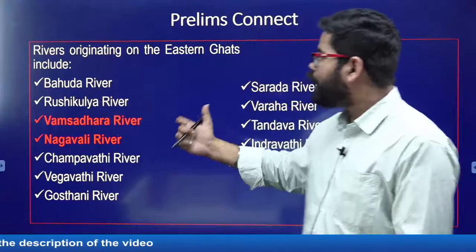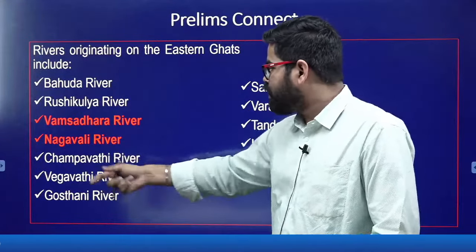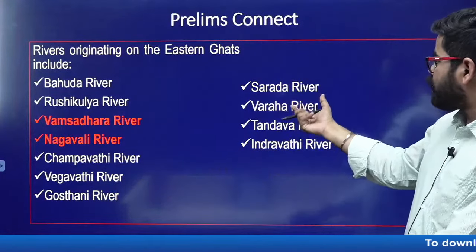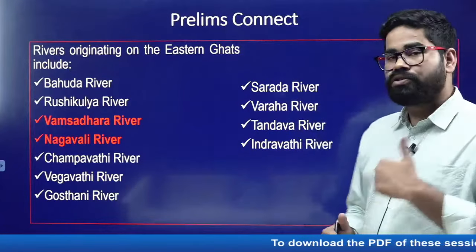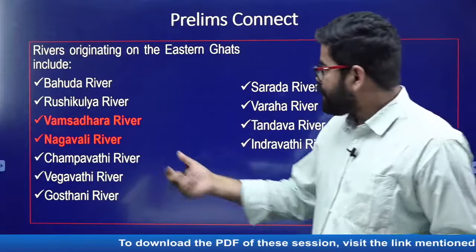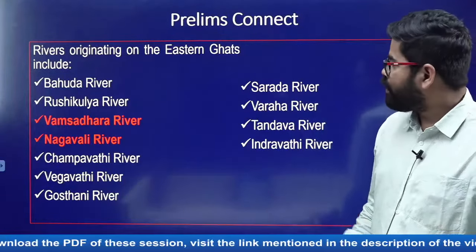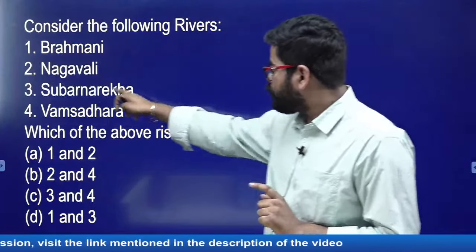Here it is Bahuda river, Rushikulya river, Vamsadhara river, Nagavalli river, Champavati river, Vegavati river, Gosthani river, Sarda river, Varaha river, Tandava river, and Indravati river. Indravati is also a prominent one. Okay, so these are some of them, not all of them. These are some of the rivers which are originating from the Eastern Ghat. So here you can see Vamsadhara and Nagavalli, both of them are here.